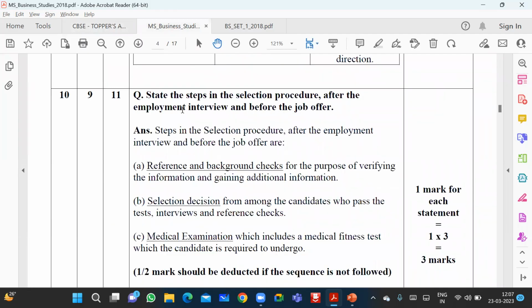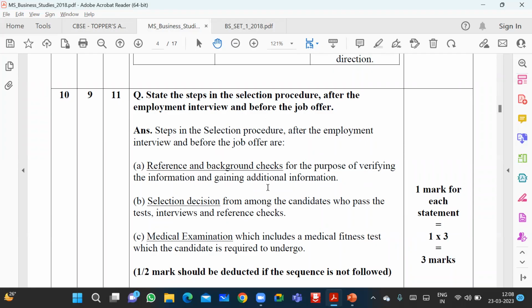Here, the question is: state the steps in the selection procedure after the employment interview and before the job offer. For this, you can open the book and see what are the different steps after the employment interview. After the employment interview and before the job offer, there are 3 steps, that is reference and background check, selection decision, and the medical examination. So half mark is meant for writing the point and half mark for the explanation. This way you will get 1 into 3 marks.